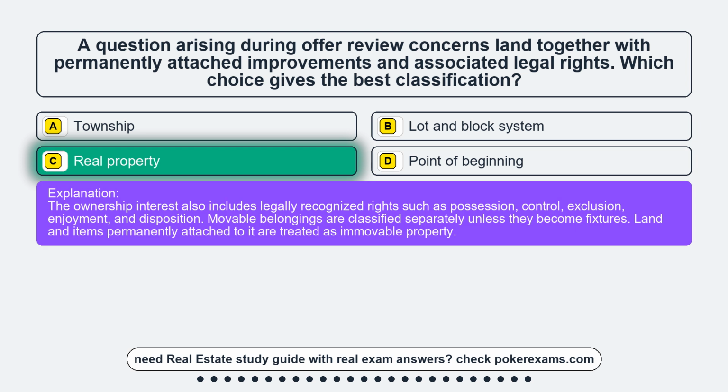The ownership interest also includes legally recognized rights such as possession, control, exclusion, enjoyment, and disposition. Movable belongings are classified separately unless they become fixtures. Land and items permanently attached to it are treated as immovable property.